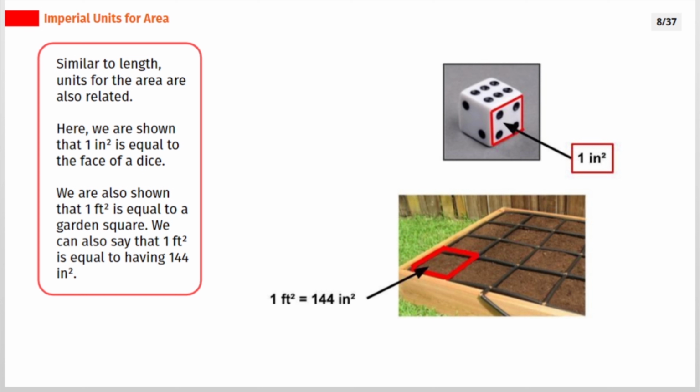Similar to length, units for the area are also related. Here, we are shown that 1 square inch is equal to the face of a dice. We are also shown that 1 square foot is equal to a garden square. We can also say that 1 square foot is equal to 144 square inches.